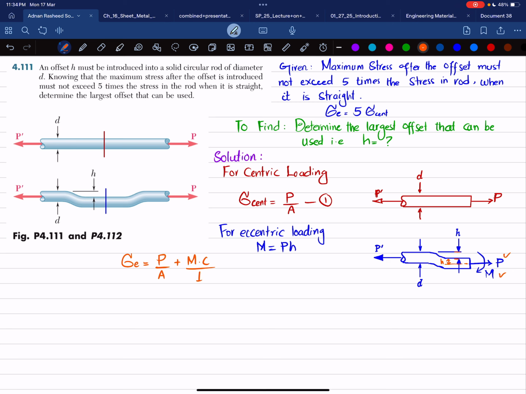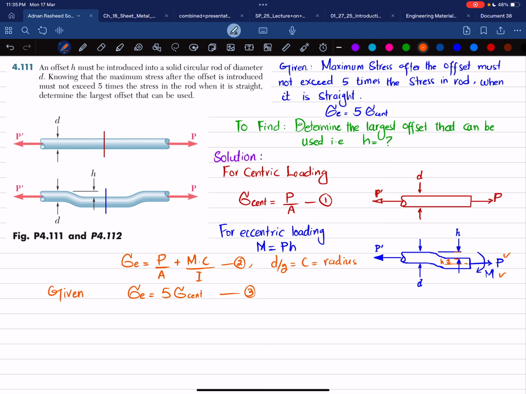And what is C? C is equal to D divided by 2, which is the radius, because we have been given that the diameter of this rod is D. So C will be the radius, equal to D divided by 2. Also, we have been given that the eccentric stress should not exceed 5 times the centric stress. That is the given condition. We call this equation number 2 and this equation number 3.